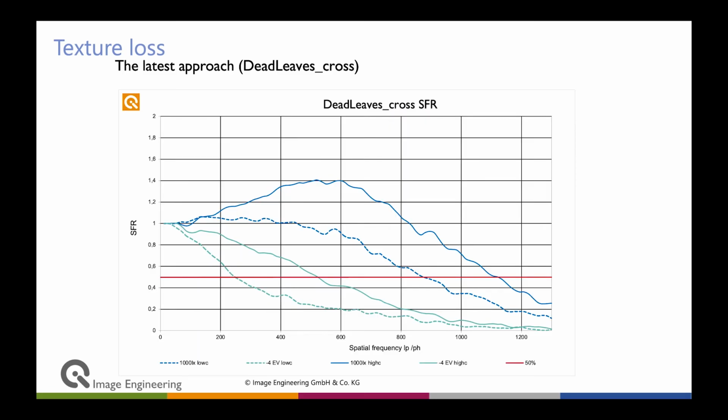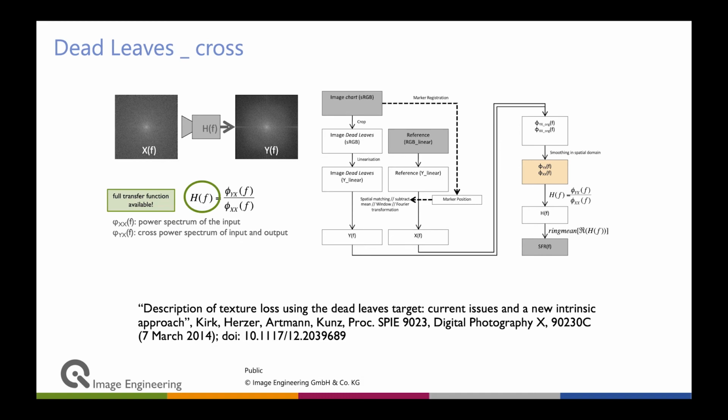And these are the results, or the SFR plots, for the images that you have seen before. These results match quite well the visual impression, so that we can differentiate between these devices. As said, the algorithm itself is presented in a paper published at Electronic Imaging, and you can also go to our website, Image Engineering .de or .com, go into the library and download that paper if you want to see it in greater detail.